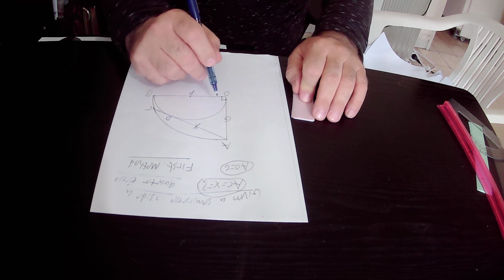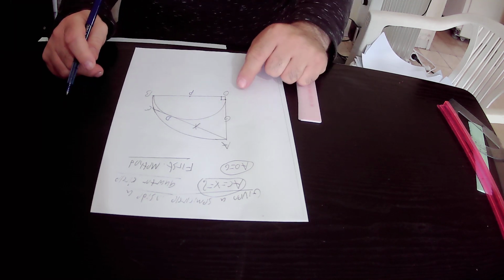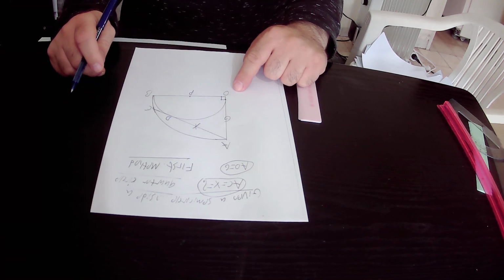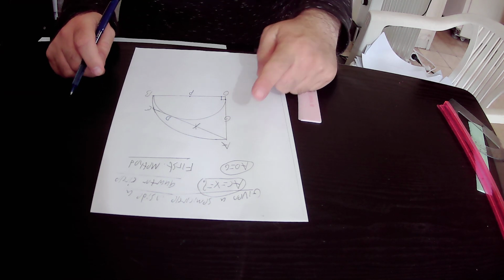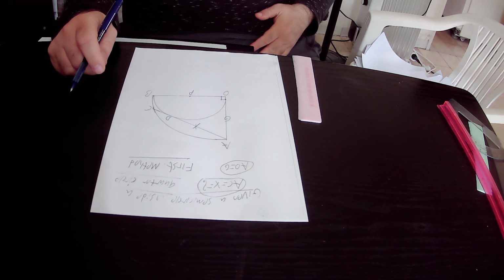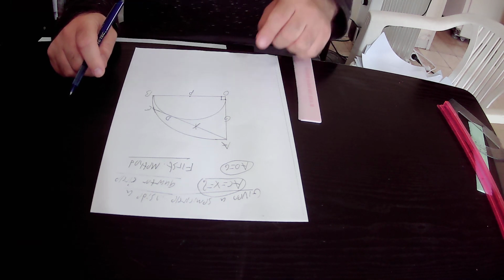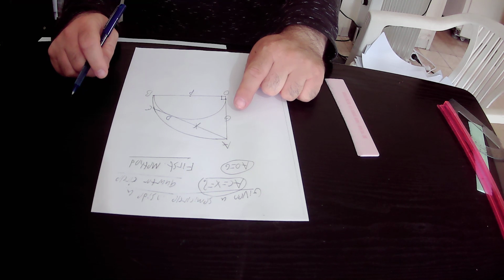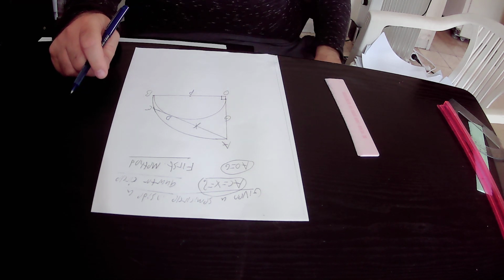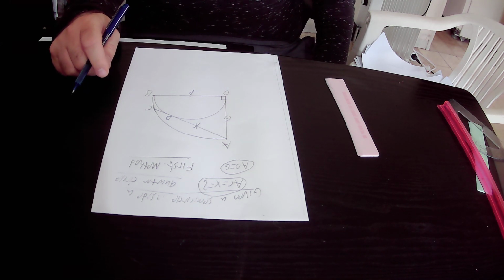So point O is the center of the quarter circle, and point A is a point on the quarter circle itself. This is exactly the definition of a radius. That is to say, AO is the radius of the quarter circle, which is equal to 6 units.